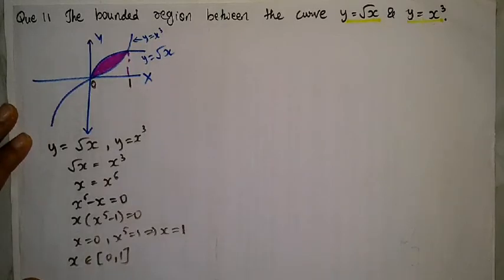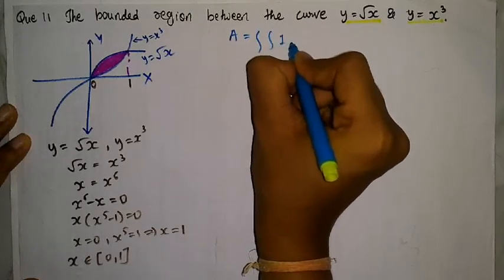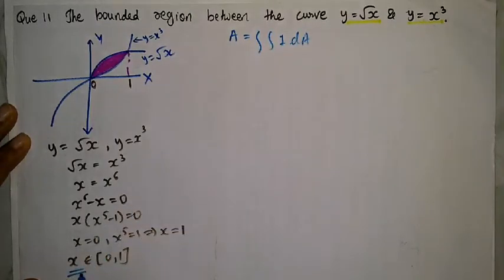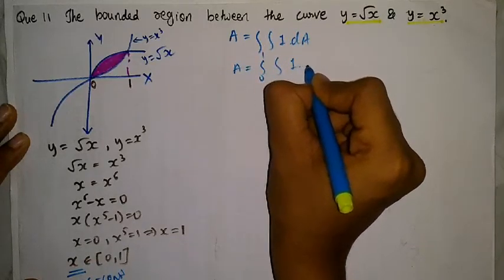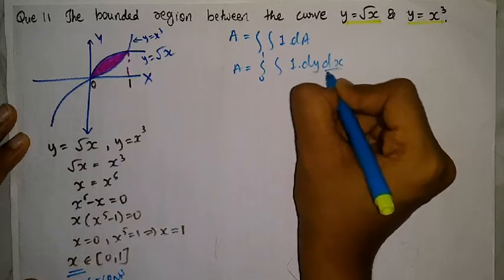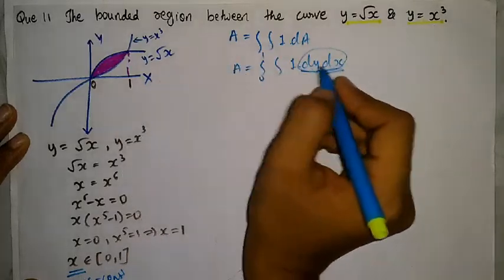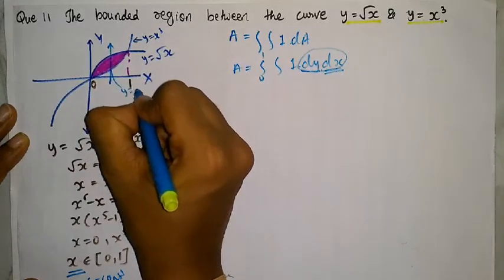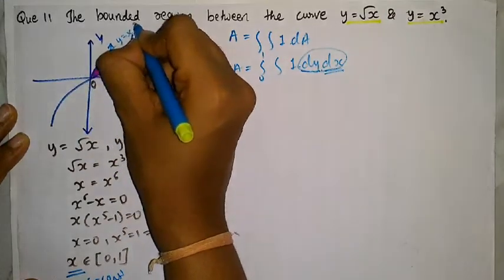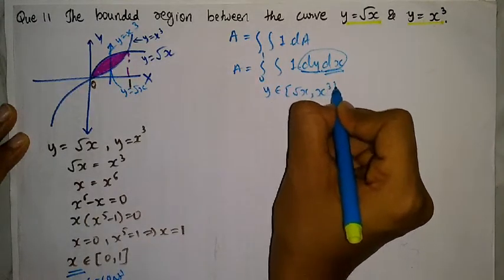For that we know area is equal to double integration of 1 into dA. Now we got x constant, so area is equal to integral from 0 to 1 of 1 into dy dx. Work of x is done. Now we have to find the limit of y. Whenever it's dy dx, we have to draw the vertical line. When we draw the vertical line, we can see it's entering from y is equal to root x and leaving from y is equal to x cube. So the limit of y is root x to x cube.